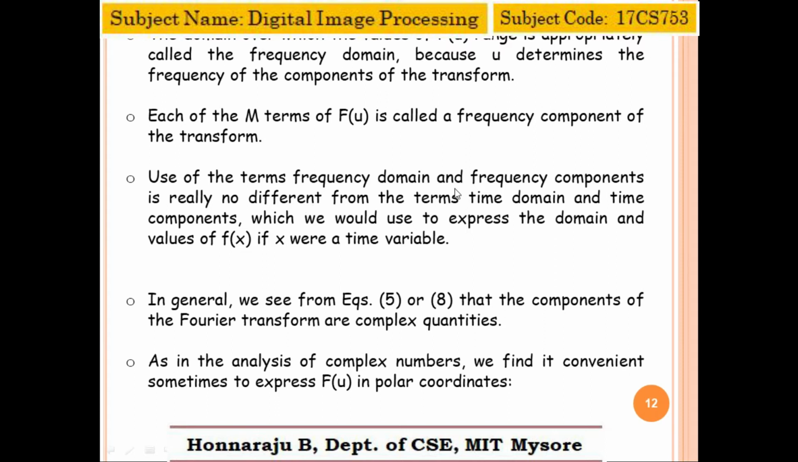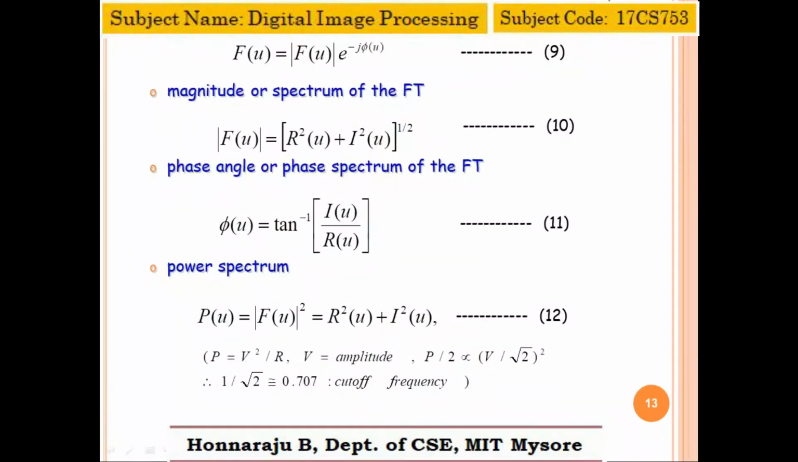The use of the terms frequency domain and frequency components is really no different from the terms time domain and time components. In general, we see from equations 5 and 8 that the components of the Fourier transform are complex quantities. A complex quantity contains both real and imaginary parts. As in the analysis of complex numbers, we find it convenient sometimes to express F of u in polar coordinates. That is, F of u is equal to the absolute value of F of u times e to the power of minus j phi of u.